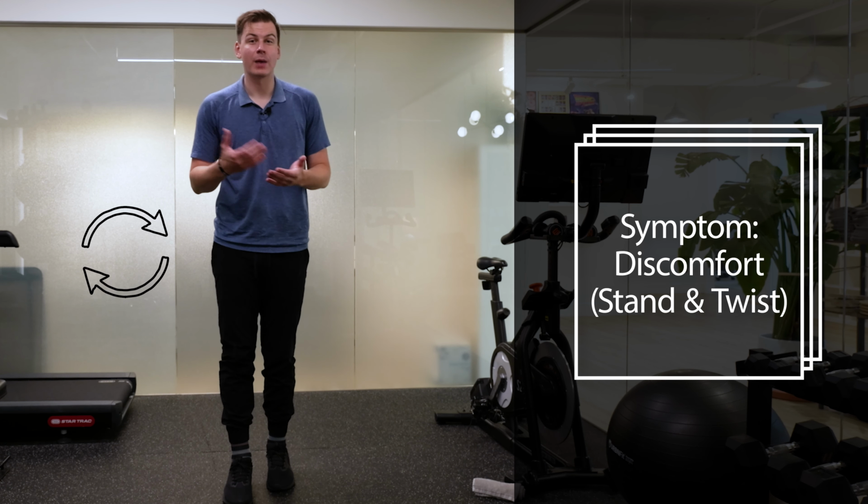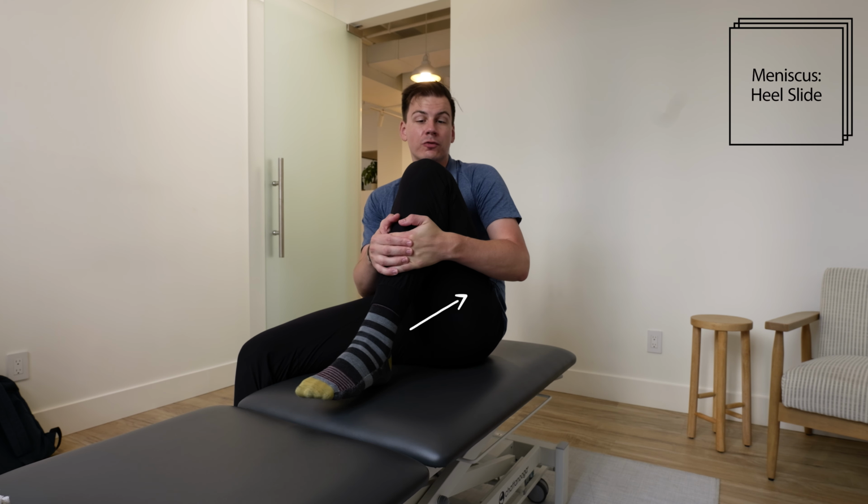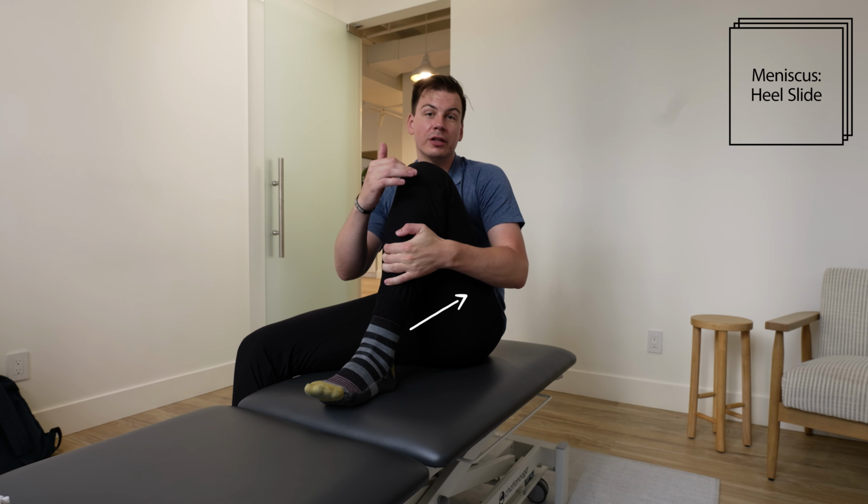Now that we've talked about what a meniscus tear might look like, let's talk about what you can start to do with it. You're going to get started with one very simple exercise. That exercise is called a heel slide, and you're going to start by bending your knee up as far as it will go, just until you start to feel a little bit of that pressure.